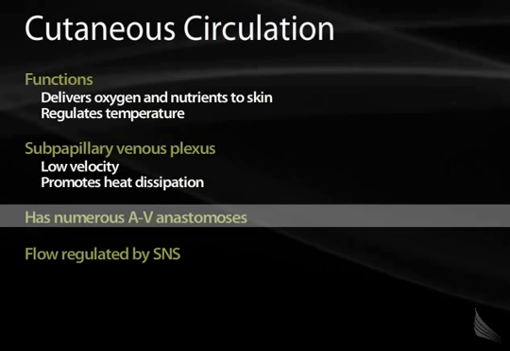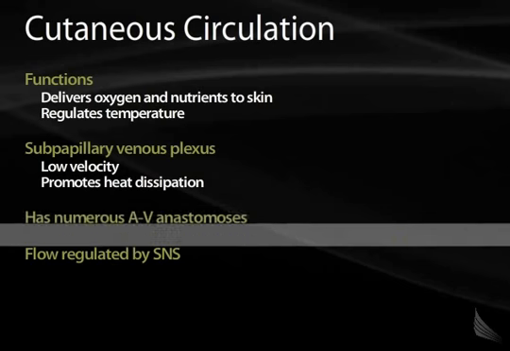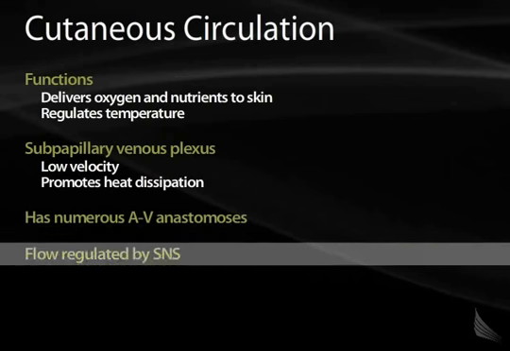Arteriovenous anastomoses, or openings, are channels by which blood is able to get from the artery to the vein without using capillaries. The cutaneous circulation has multiple anastomoses, which allow for shunting of blood directly from the artery to the vein. The flow of blood between these anastomoses is regulated by the sympathetic nervous system.